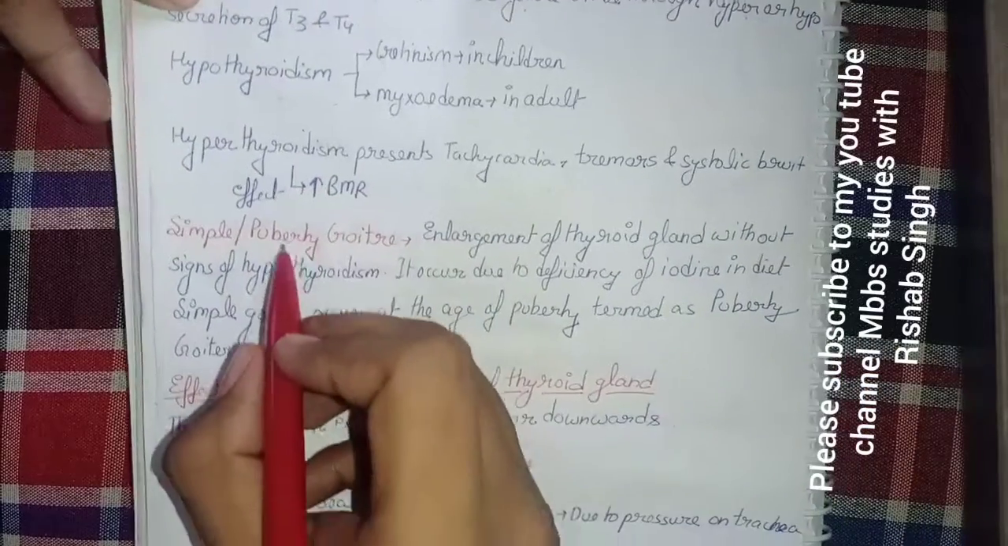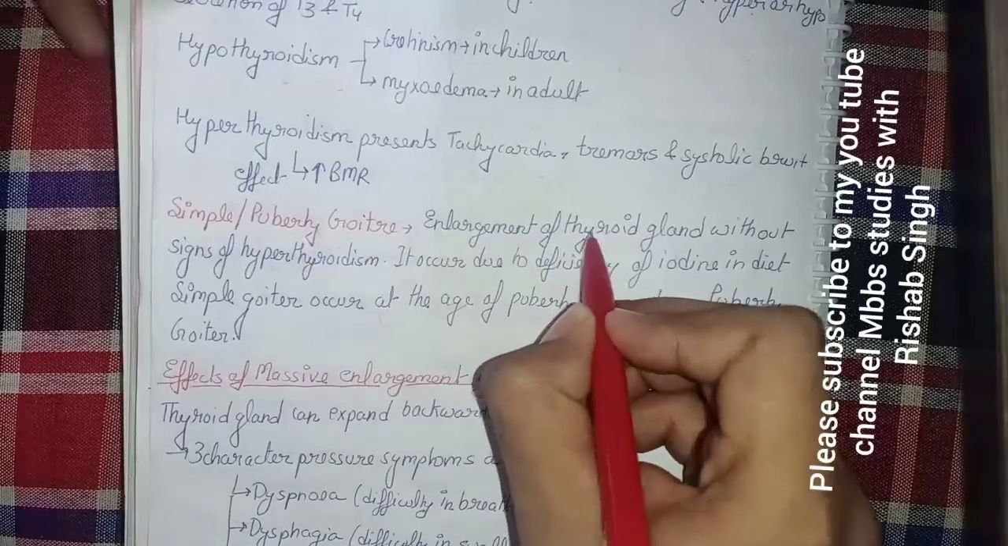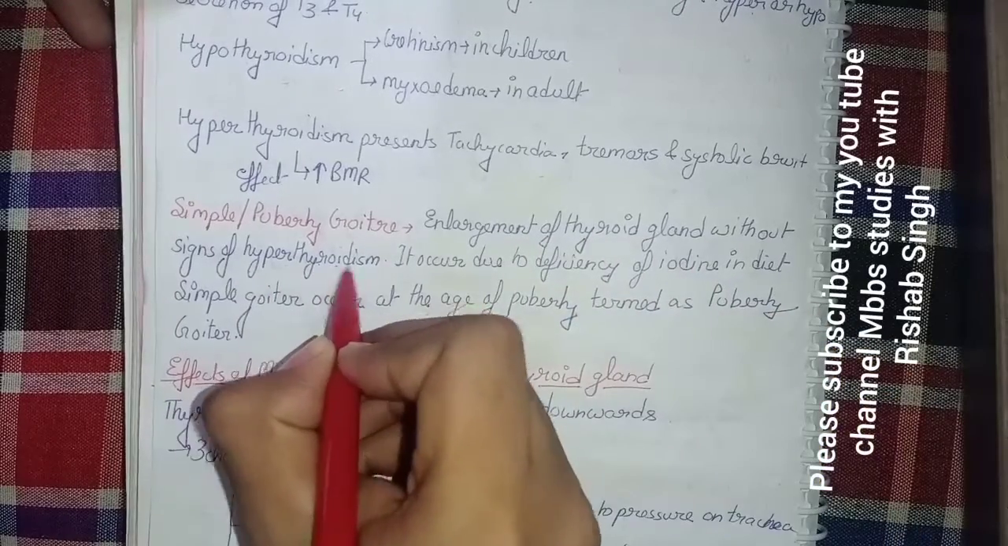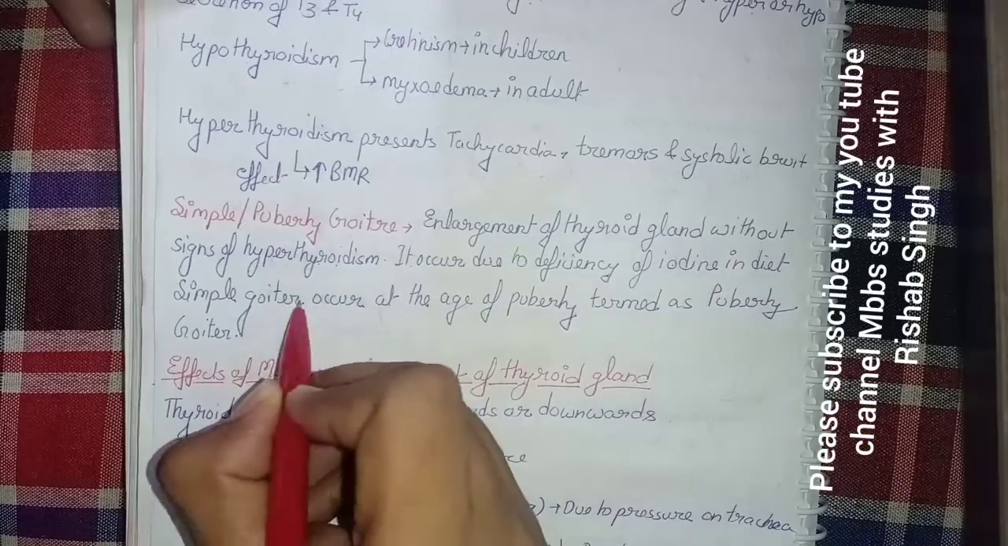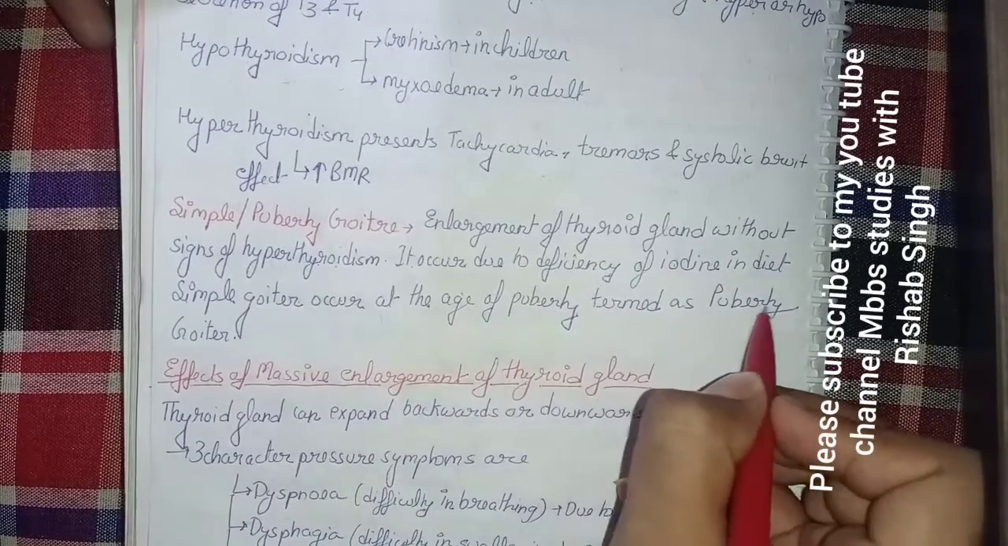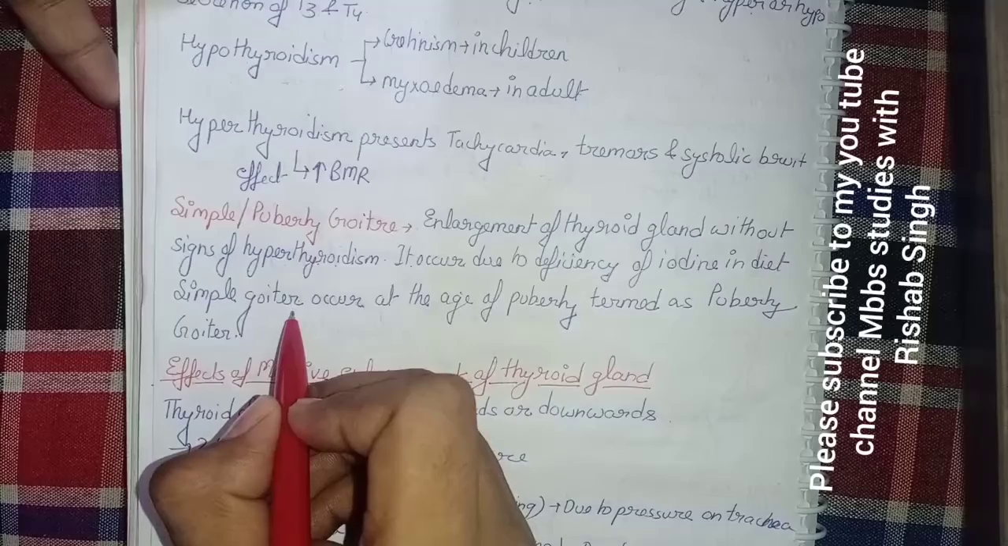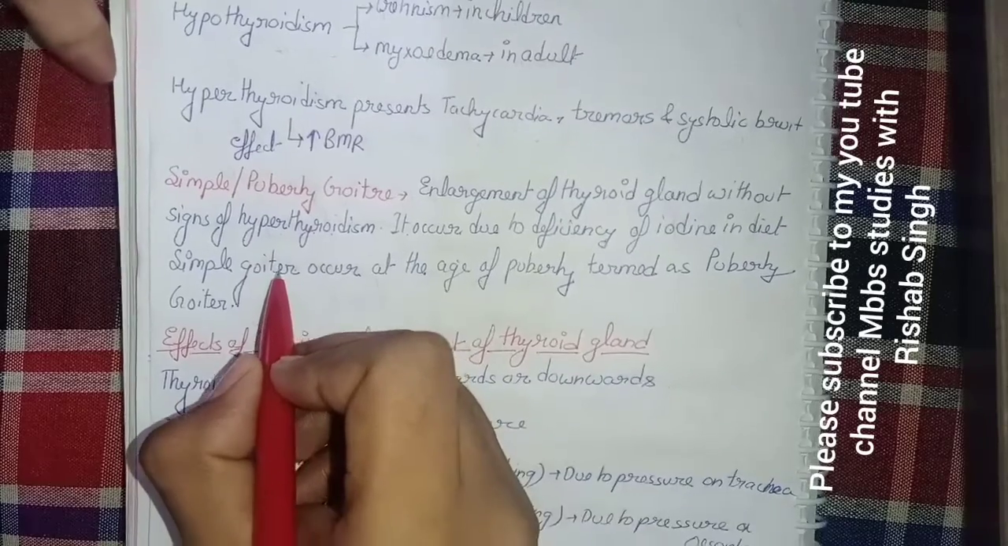Now coming to simple or puberty goiter. It is the enlargement of the thyroid gland without the signs of hyperthyroidism. It occurs due to the deficiency of iodine in the diet. Simple goiter occurs at the age of puberty, hence it is termed puberty goiter. So puberty goiter is the deficiency of iodine, due to which the enlargement of the gland occurs at puberty.